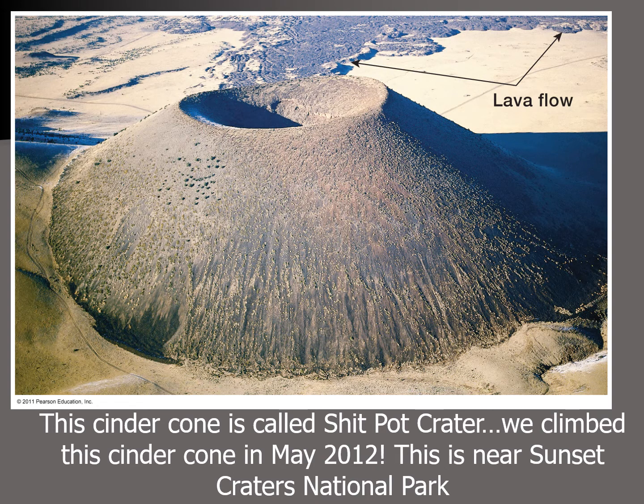So the actual name of this cinder cone is Sheep Pot Crater. You may call it SP Crater for short. That's usually what the textbooks do. This is a great example of a cinder cone that you might use for that extra credit question on the third exam. Notice how perfectly symmetrical it is. Notice the dark material. It's basalt. So this is near Sunset Crater National Monument in Arizona.